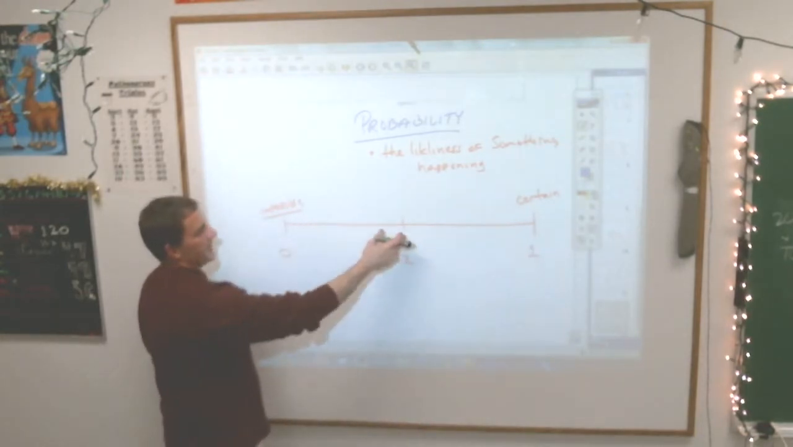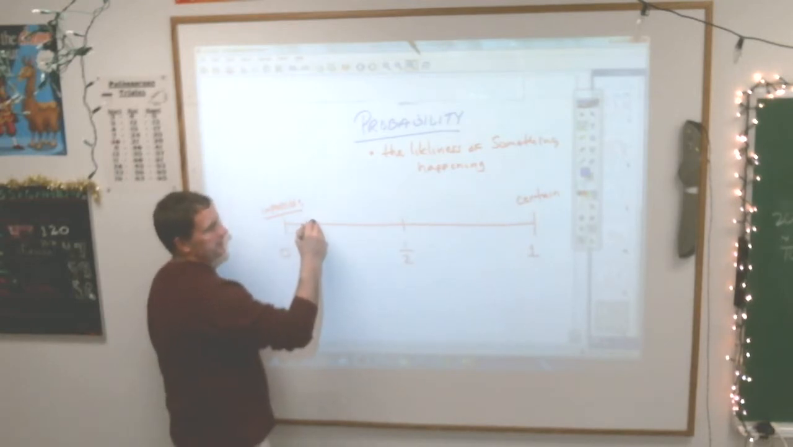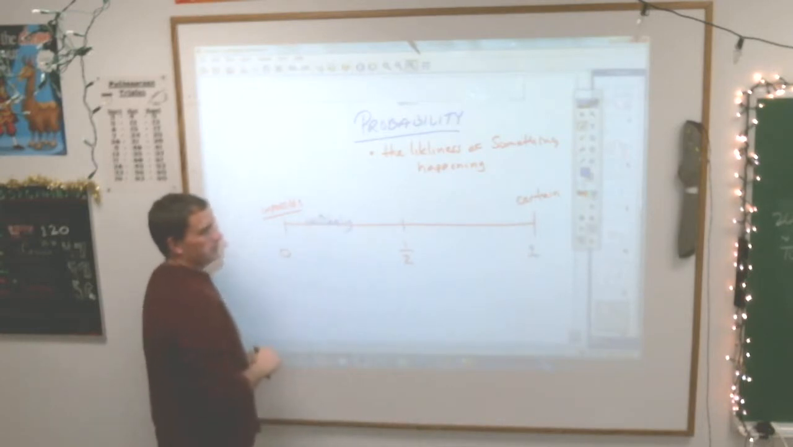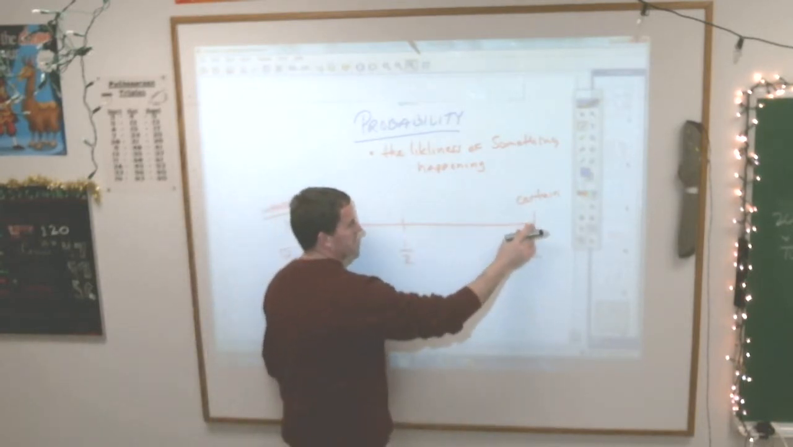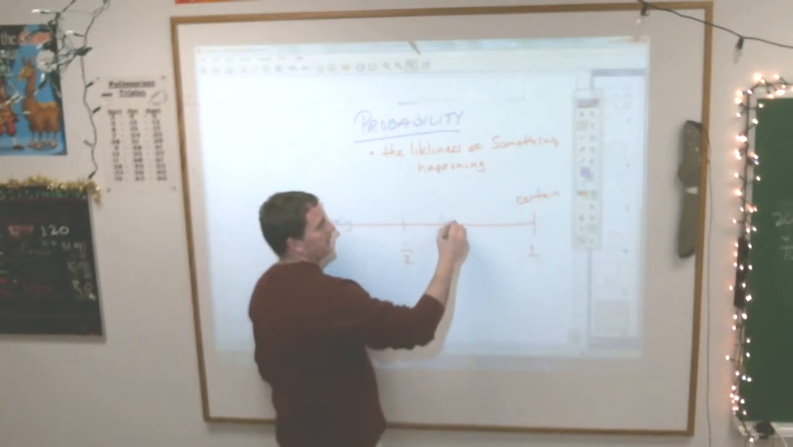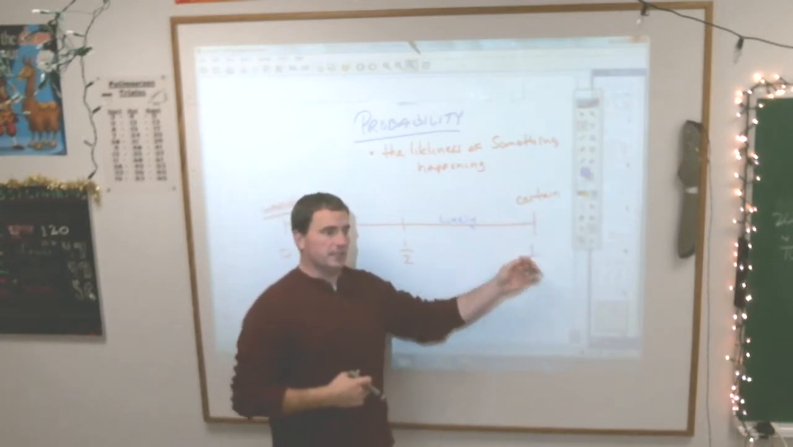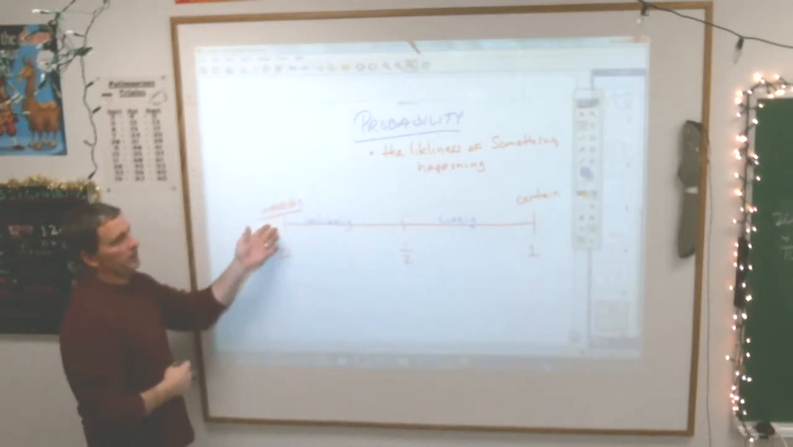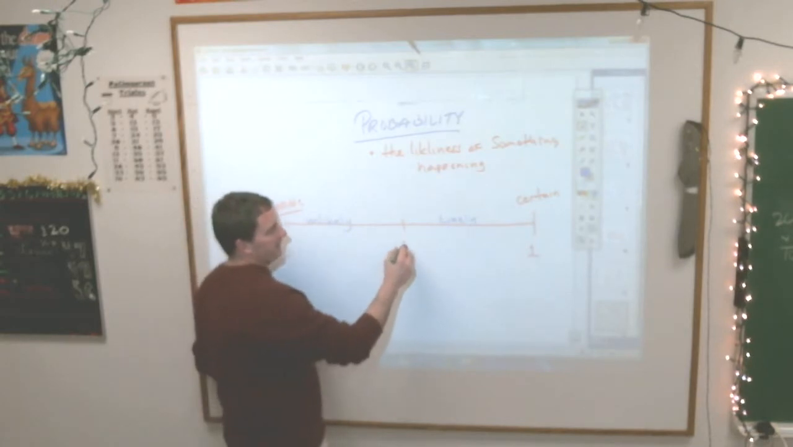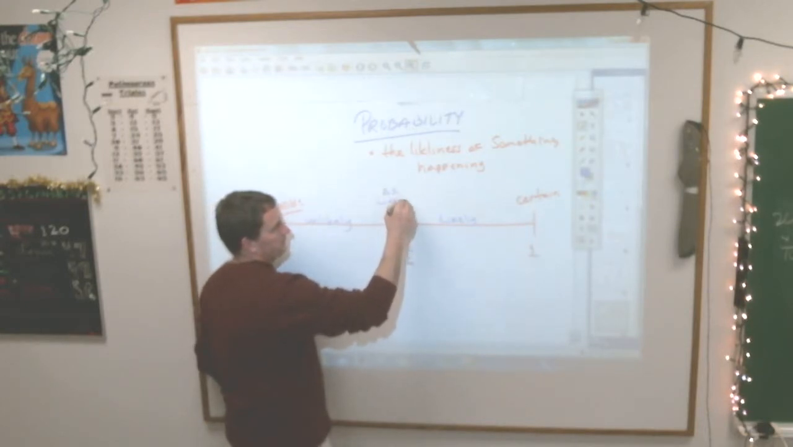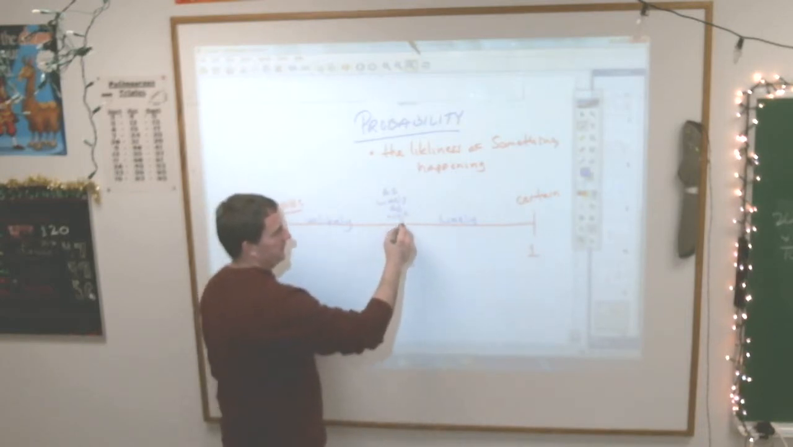Okay. On this side of 1/2, it's unlikely that things will happen. On this side of 1/2, it is likely that something will happen. And the closer you get to 1, the more likely it is. The closer you get to 0, the more unlikely it is. And then right at 1/2, it is as likely as not. And we try to find things that are right at 1/2.